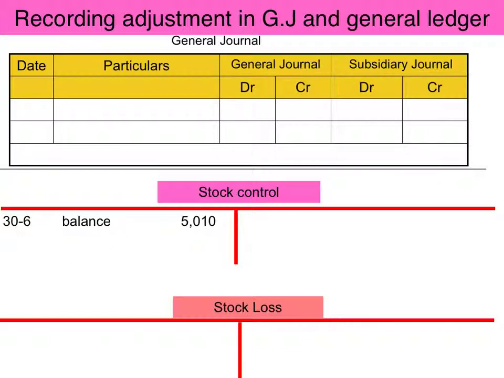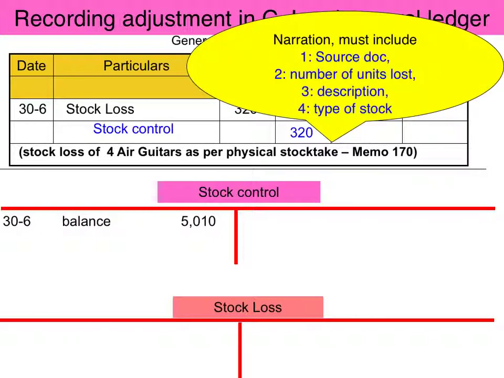So in the general journal first, we debit the stock loss account and credit the stock control account for $320. If a narration is required, and if you do a narration on the exam, it's most likely that it will be on a stock question because there is more detail required. Make sure, of course, you identify the source document number so we support the audit trail. You'll need to identify the number of units lost for, in this case, a brief description in terms of stock loss, and identify the actual type of stock line.